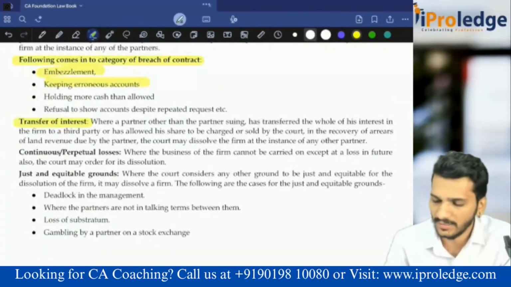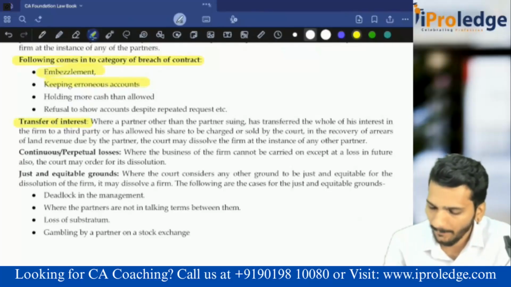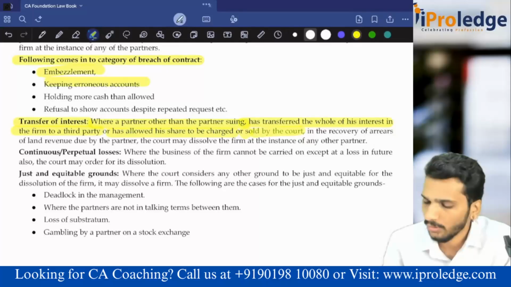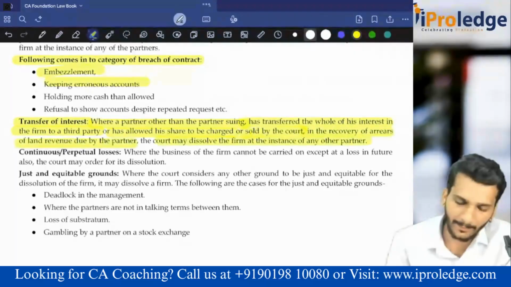Then transfer of interest. What is transfer of interest? Where a partner other than the partner suing has transferred the whole of his interest in the firm to a third person, or has allowed his share to be charged or sold by a court in the recovery of the arrears of land revenue, then the court may dissolve the firm. It is like transfer of interest.